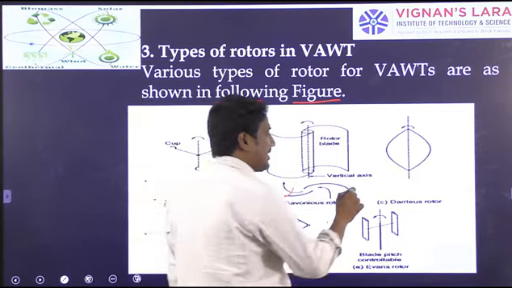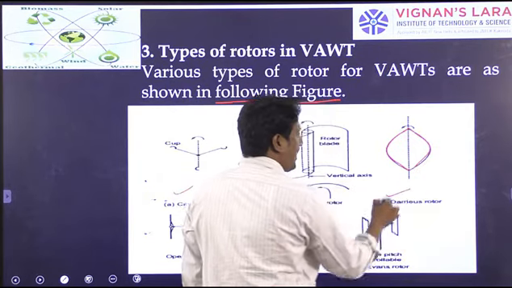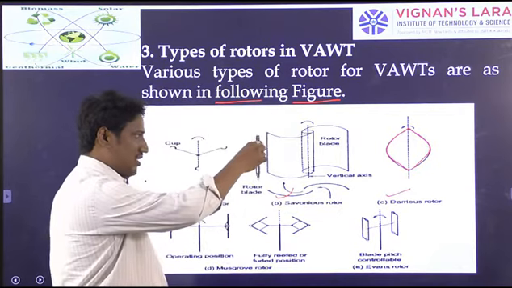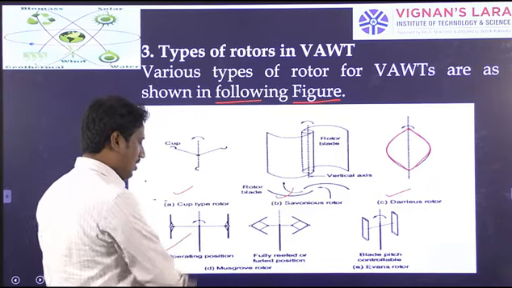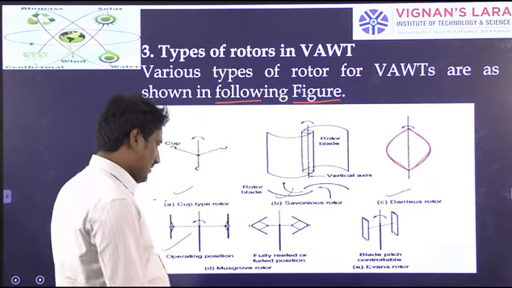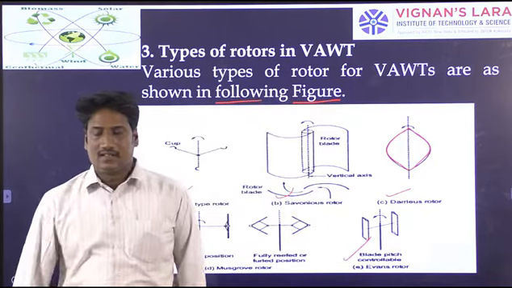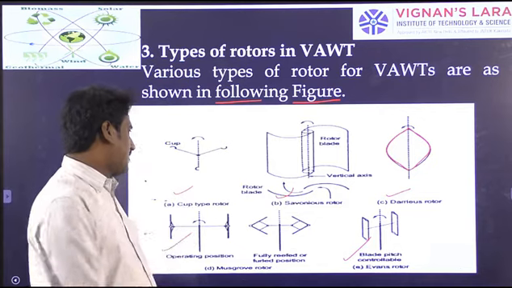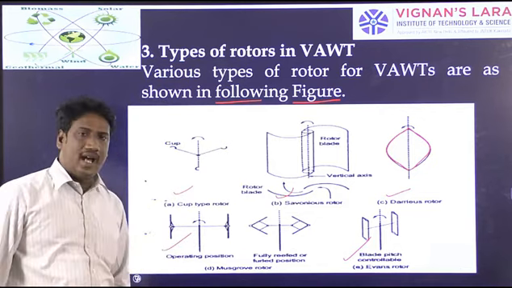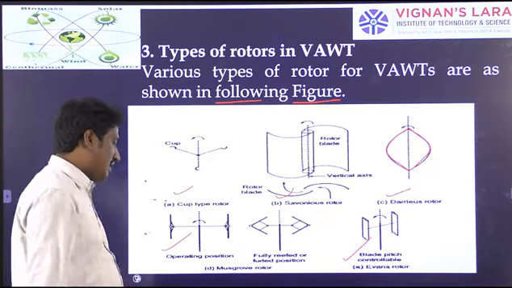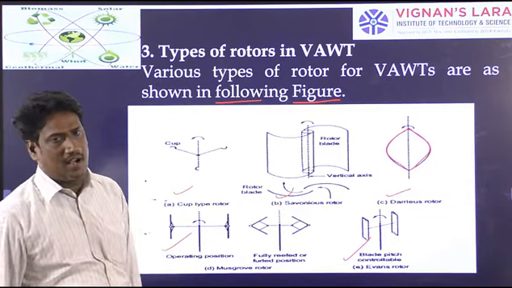Next one will be the Darrieus rotor, which will receive wind from any direction. Next, the Musgrove rotor, and the final one will be the Evans rotor. Like that, different types of rotors are available: cup type rotor, Savonius rotor, Darrieus rotor, Musgrove rotor and Evans rotor. Mostly we will go with the Darrieus type of rotor.